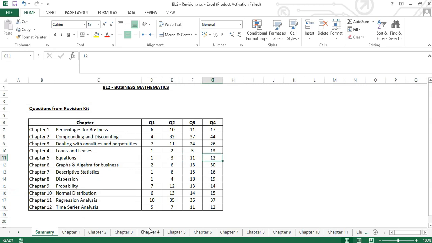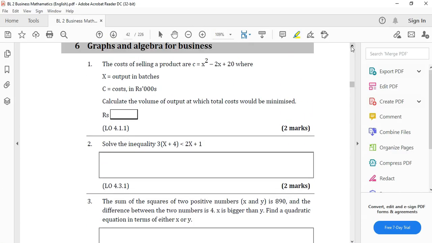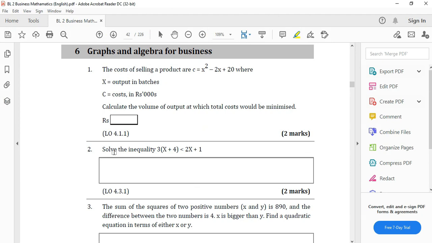Alright, so with that we covered the simultaneous equations part as well. And next let's look at chapter 6. The first one is question number 2, which is solving this question. Solve the inequality 3x plus 4 is less than 2x plus 1.